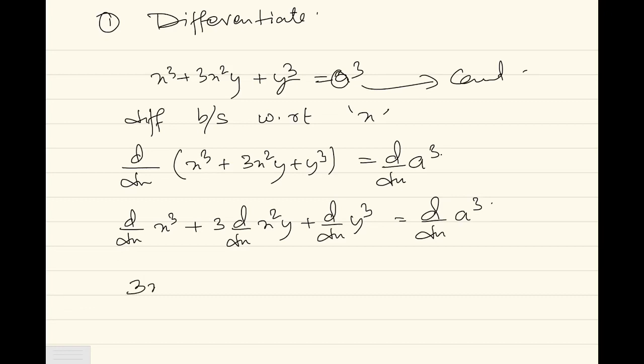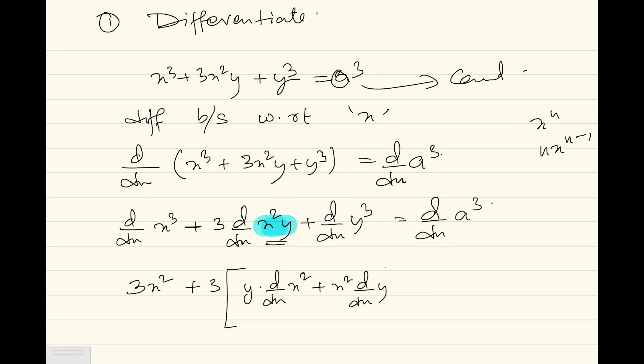So what is d/dx of x cube? First part, 3x square, applying the formula, because d/dx of x to the power n is n x to the power n minus 1. You know this. And here now I need to apply, check this out, I'll highlight, I need to apply the product rule, because x square and y are being multiplied. So 3, and then I'll get second, that is y into d/dx of x square, plus first, that's x square into d/dx of y, correct?